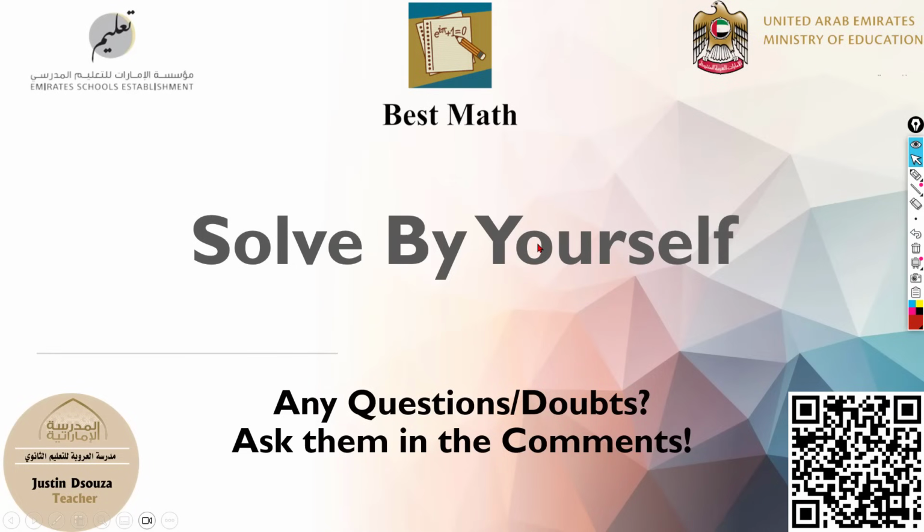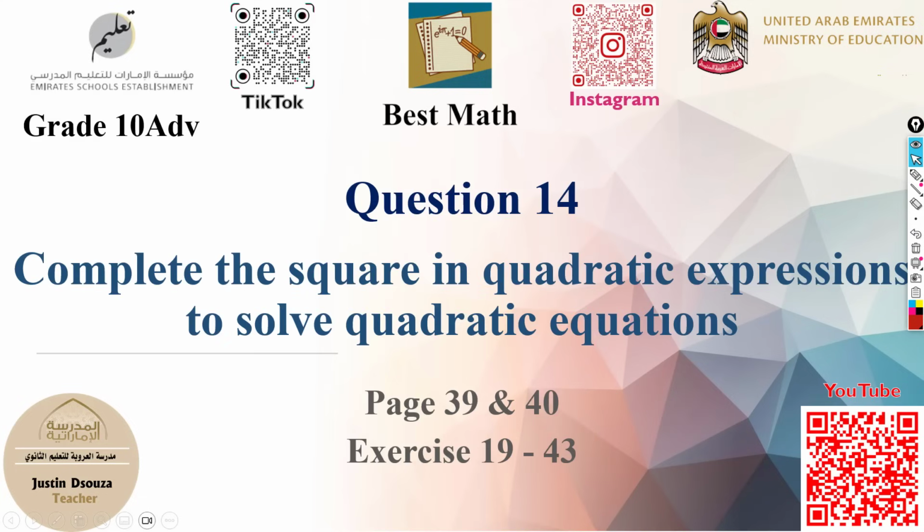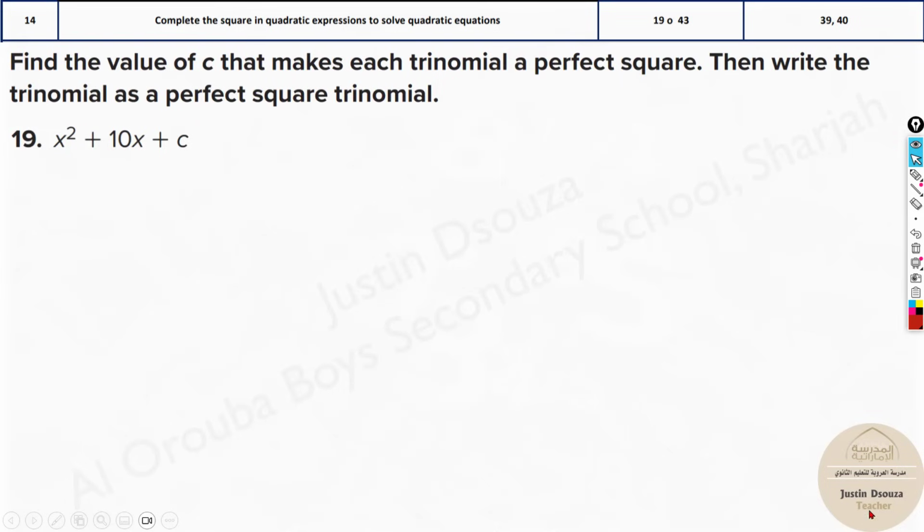A very simple and easy topic. Please do watch the previous question as well and then continue watching this video. In this video, we will learn a method called completing the square method, which is very essential in quadratic equations. Here we have been given a quadratic equation and the c value is unknown here.